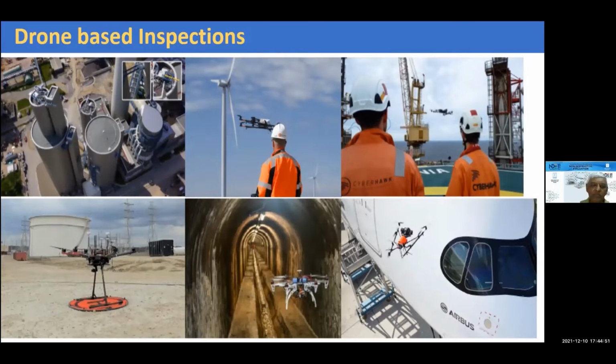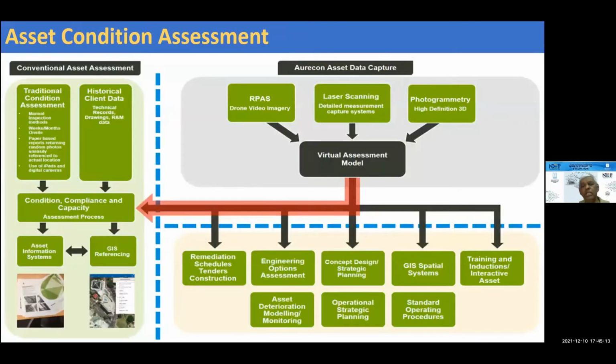And here is just a sample shot of how a drone has taken aerial pictures of a potential refinery, a wind turbine, an offshore rig, and inside a tunnel kind of structure. And from outside, Airbus is using it to inspect their aircraft, a brand new manufactured aircraft. So the assessment of asset condition is very important. There are several models and things like that, but I won't go into the details. But yes, with the increasing use of drone video imagery being used along with many other things, you can do a different type of asset management.